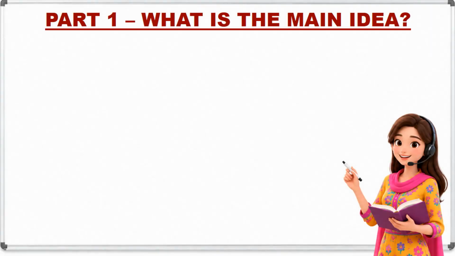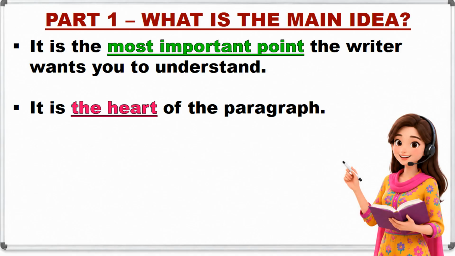Part 1. What is the main idea? The main idea is the most important point the writer wants you to understand. Think of it as the heart of the paragraph. Everything else in the paragraph supports, explains, or gives examples of that one important idea.